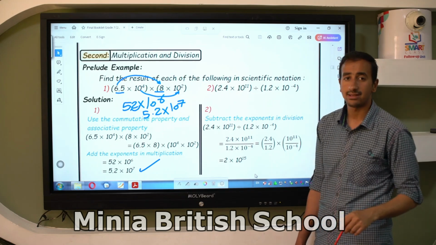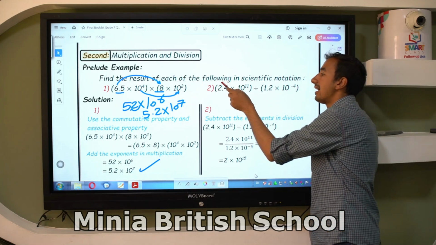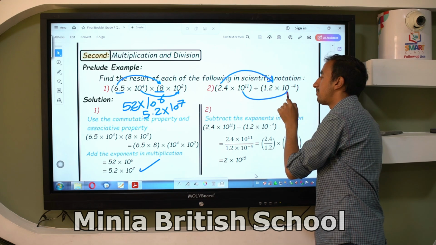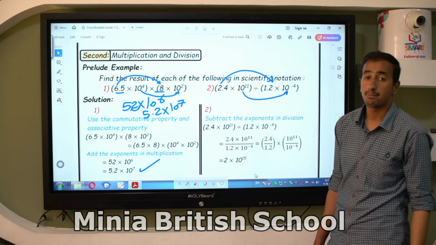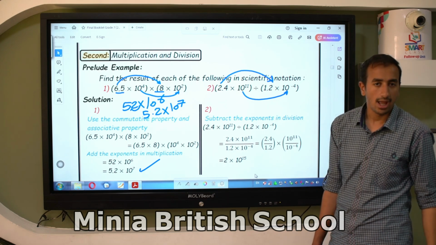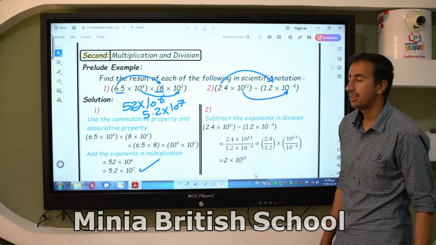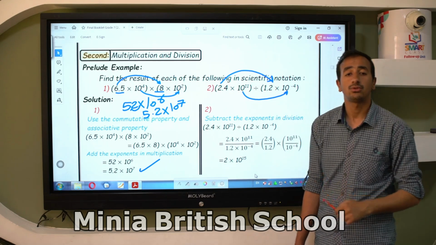Here we have the same for division. Divide the number by the number and divide the exponent by the exponent. When we have division and the two numbers have the same base, for the exponent, subtract the power. Here we have 2.4 divided by 1.2.